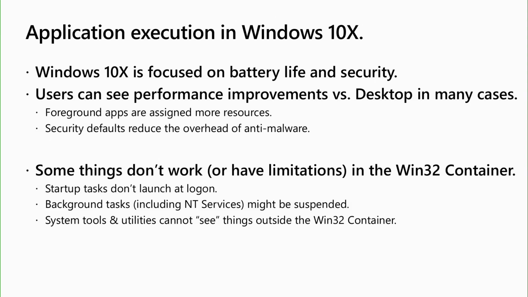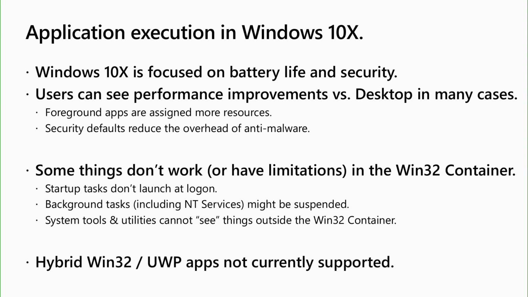Just as we saw with the Windows Device Portal, the process list inside the container is different than the process list inside the host, and so those applications that expect to see all processes will work a little bit differently on Windows 10X. And then finally, in the first release of Windows 10X, there is no support for applications that contain both a UWP portion and a Win32 portion. Those applications will not run on Windows 10X version 1.